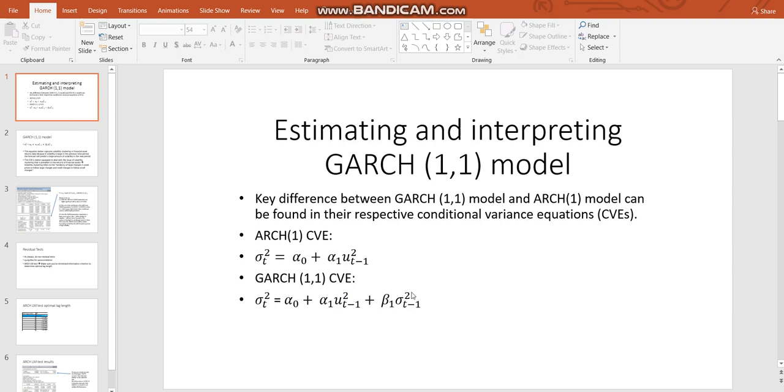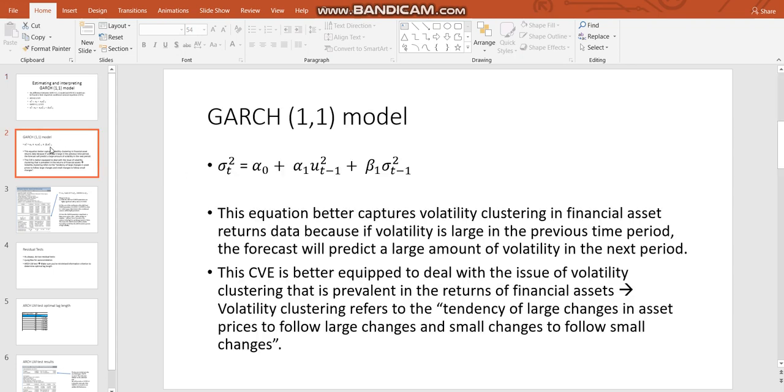The only difference is here, where the sigma square, the variance of the error term, is also captured or predicted using the variance value of the error term in the previous time period. Now, the question is, why does that make it a better model than an ARCH 1 model?